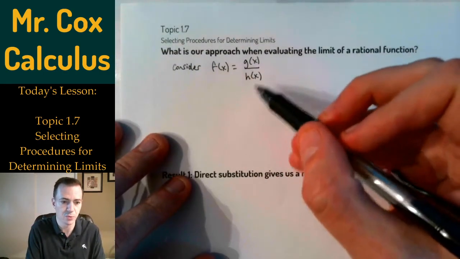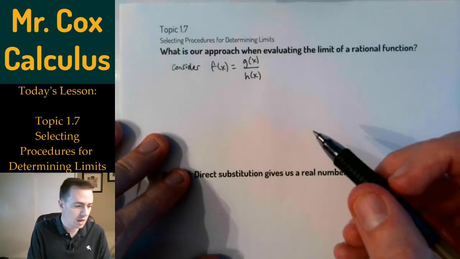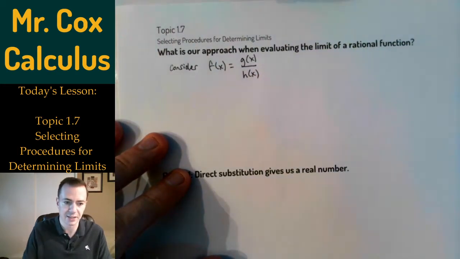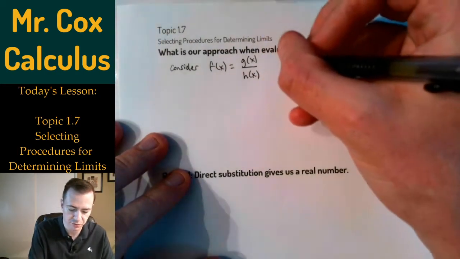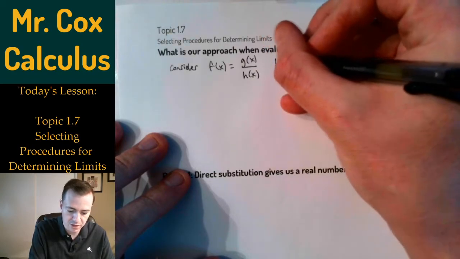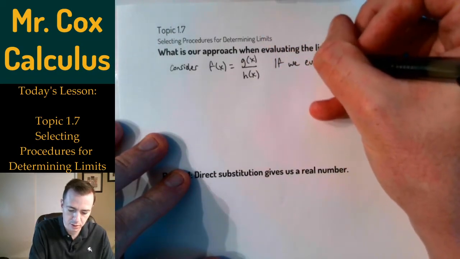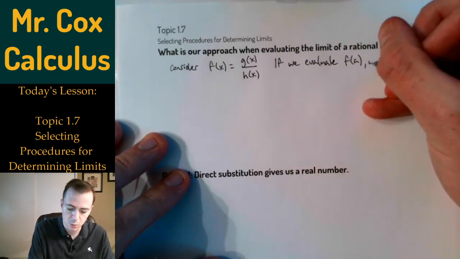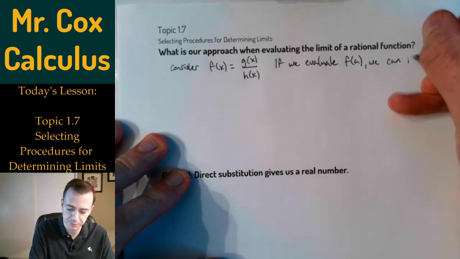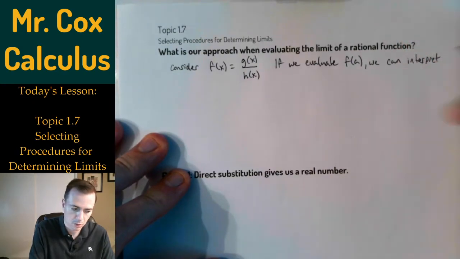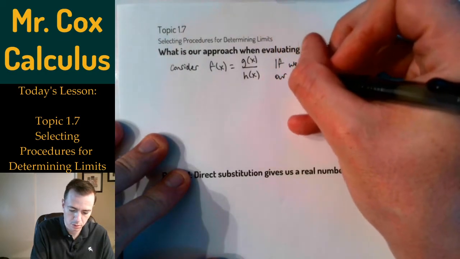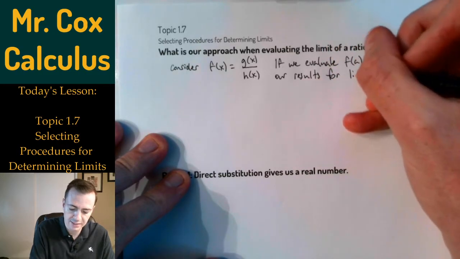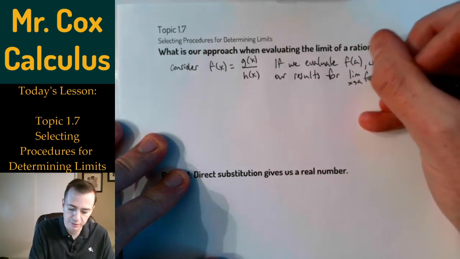We have something in the numerator, something in the denominator. And let's say that we want to evaluate the limit as x approaches a of this particular function f of x. Well, if we evaluate using direct substitution f of a, we can interpret those results for the limit as x approaches a of f of x.